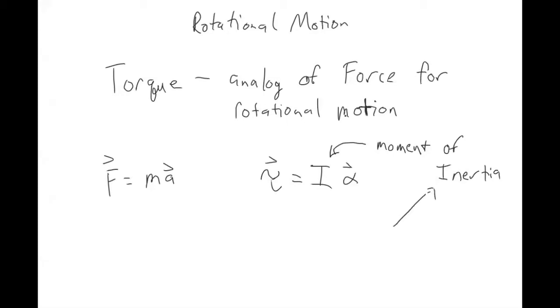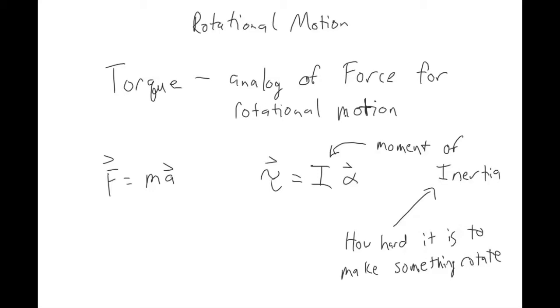And so moment of inertia is basically how easy, or I guess how hard, it is to make something rotate. And so the larger your moment of inertia is, the harder it is to make that object rotate.